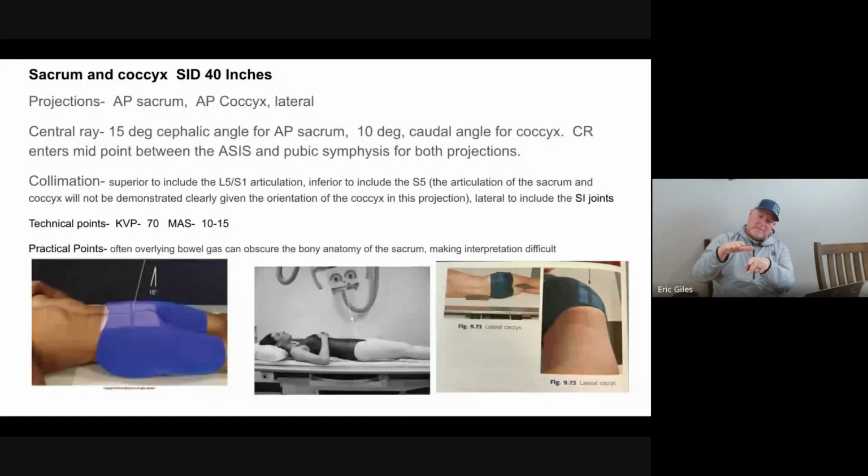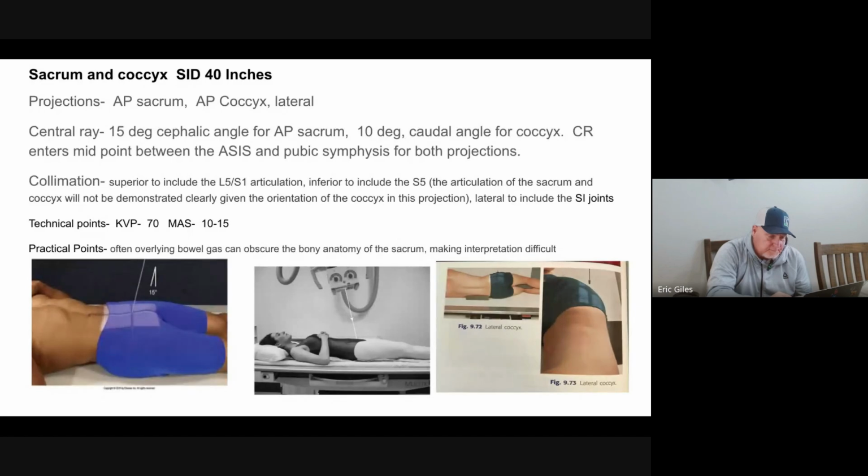So it's about 2 inches below the ASIS. That's where our central ray is going to be. As far as shooting the lateral coccyx, you can basically see where the coccyx is. It's right around the curve of the bottom, and if you collimate to that, you're going to get it most every single time.